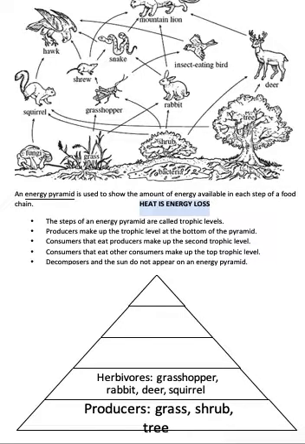Heat is energy loss. When these things move around throughout their lives, throughout their daily experiences, they're giving off energy, giving off heat. So each time energy is transferred from this level up to this level, we only gain, and I want you to write this as well, 10% of the energy. So the producers make a bunch of energy. Only 10% of it moves to the herbivores. Once the herbivores are eaten, they only give 10% of their energy to the next level. Not all this energy is transferred. Most of it is lost as heat.